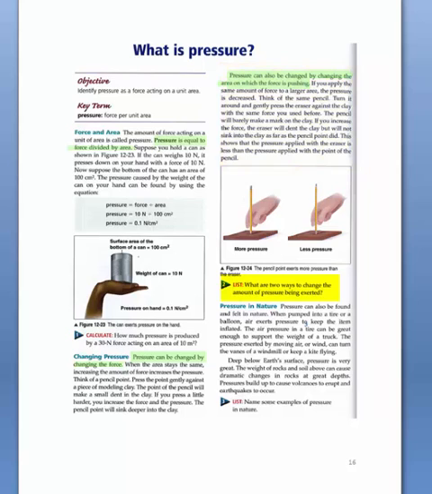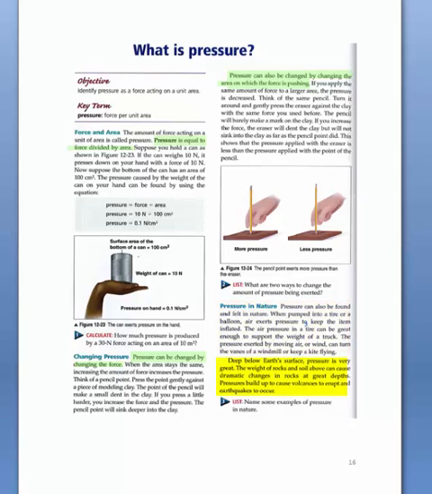2. List. What are two ways to change the amount of pressure being exerted? Pressure in nature. Pressure can also be found and felt in nature. When pumped into a tire or a balloon, air exerts pressure to keep the item inflated. The air pressure in a tire can be great enough to support the weight of a truck. The pressure exerted by moving air, or wind, can turn the vanes of a windmill or keep a kite flying.